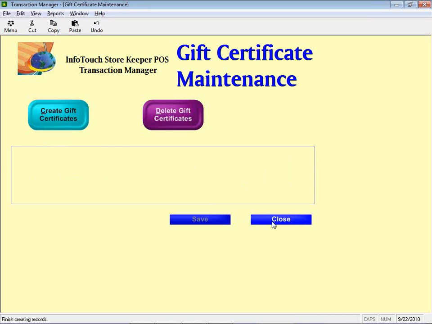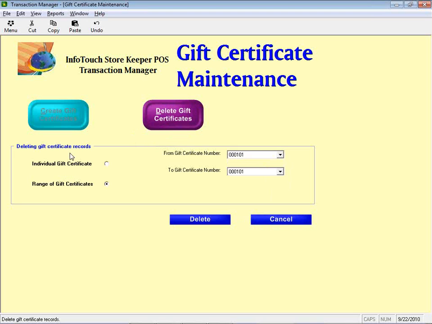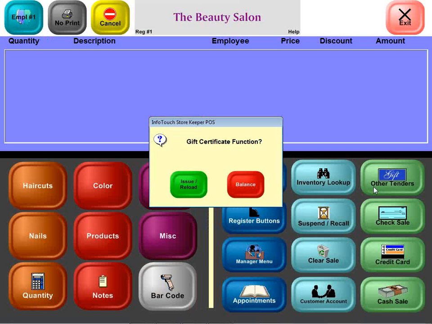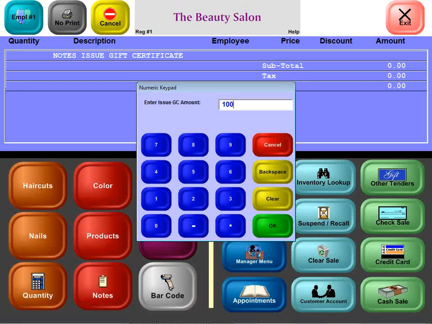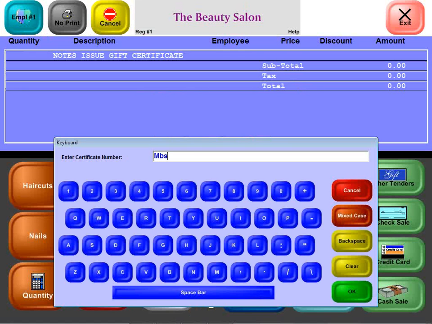In addition to creating gift certificates, if you made a mistake, you can delete them. You can either delete a range of them, and you get a drop-down list of all the ones in the system. Oh, you know what? I think I see my problem here. Let's go back to the register for a second and see if I can correct from what I just did here. Say we want to do 100 MBS.